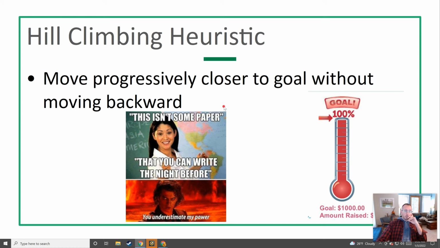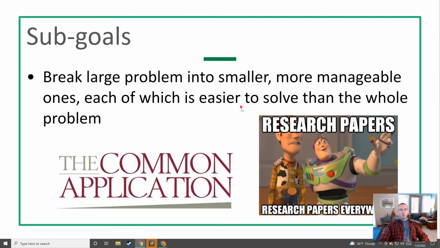Juniors, I mean, seniors, I think you can probably relate to this at this point in time. Hill climbing here, all the Common App and all of the essays that you have to write and letters of recommendation you have to get and all these forms, that can seem too immense. So if the hill is really big sometimes, we end up using sub-goals. Sub-goals is a heuristic where we break a large problem into smaller, more manageable ones, each of which is easier to solve.